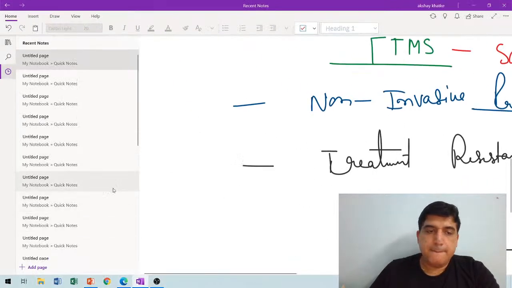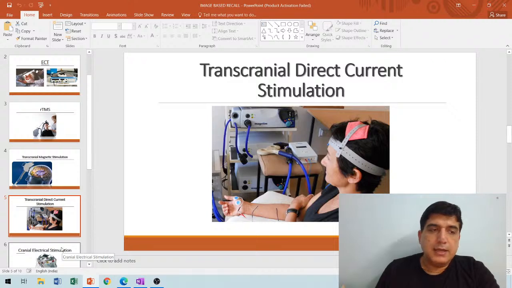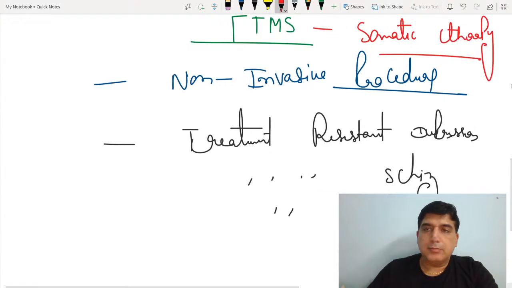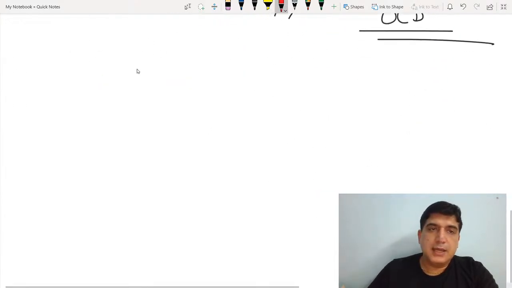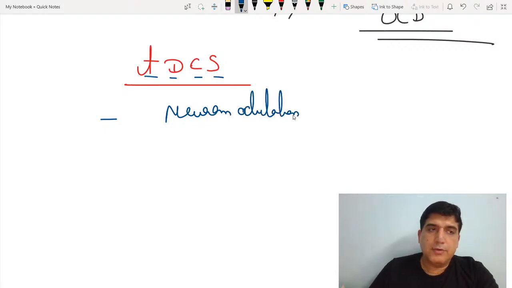Next is transcranial direct current stimulation, TDCS. TDCS is basically another type of non-invasive procedure. Transcranial direct current stimulation is a form of neuromodulation.